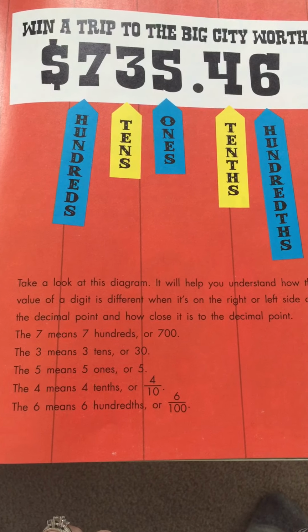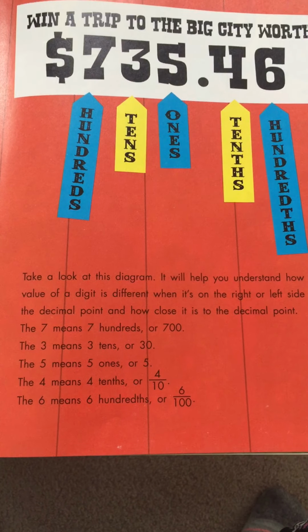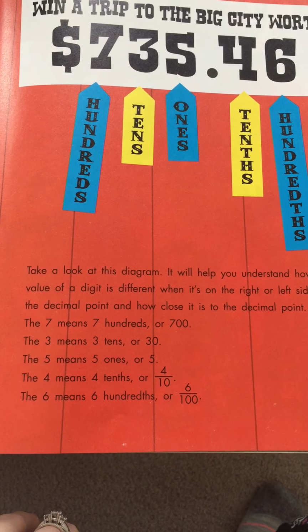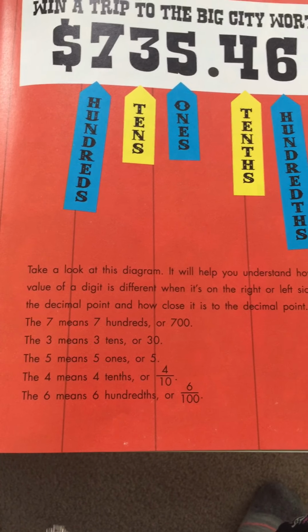7 means 7 hundreds or 700. 3 means 3 tens or 30. 5 means 5 ones or 5. The 4 means 4 tenths or 4 over 10. The 6 means 6 hundredths or 6 over 100.